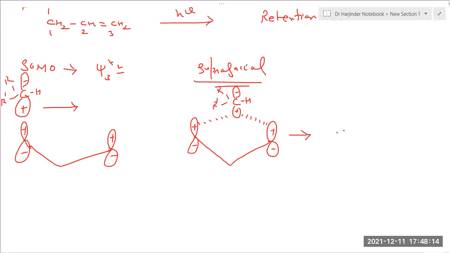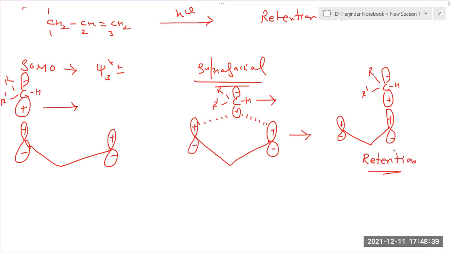And in the product, retention in configuration. A product is formed, right? It will move like this, it will not rotate, this is overlapping with this, and a same-sign product will form, correct. So your 1,3 sigmatropic rearrangement reaction, when the migrating group is an alkyl group, again is allowed under photochemical condition by suprafacial overlapping, and the reaction takes place with retention in configuration. Remember it. Is it clear?